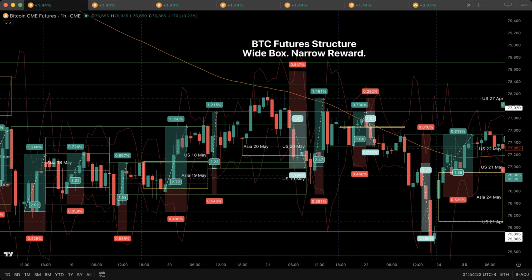May 24th Asia gives the first lesson. The session expands. The range gets wide. The long can work, but risk gets heavier. The entry must be near May 24th Asia upper boundary. The stop must protect the idea at May 24th Asia midpoint. The target must connect to May 22nd U.S. upper boundary. Risk-reward ratio 1.58.